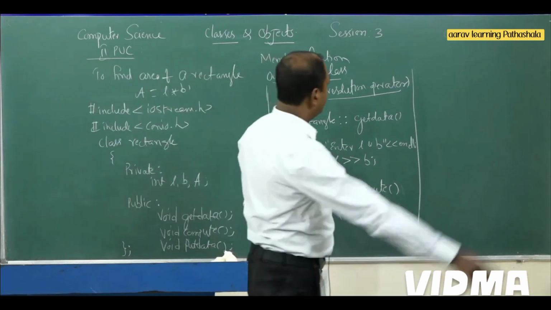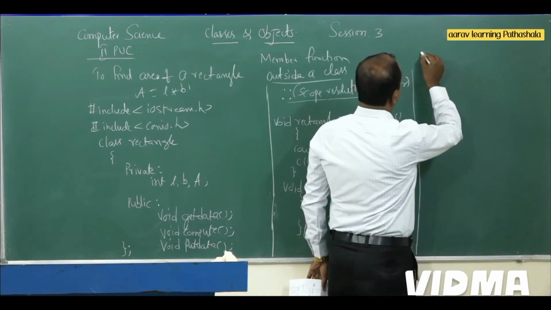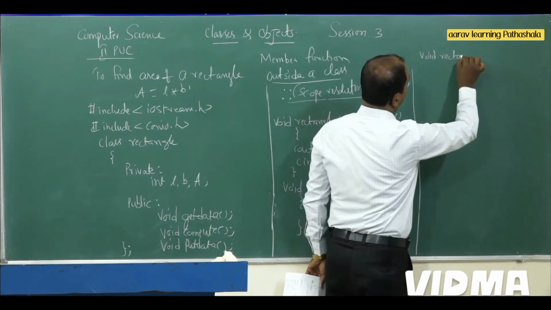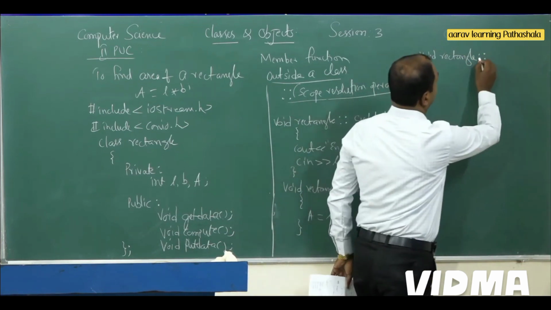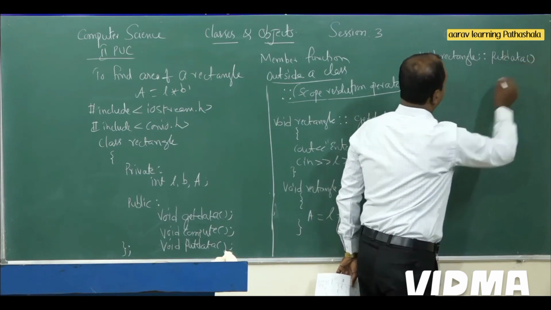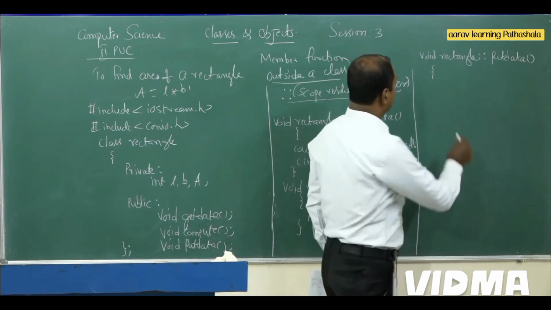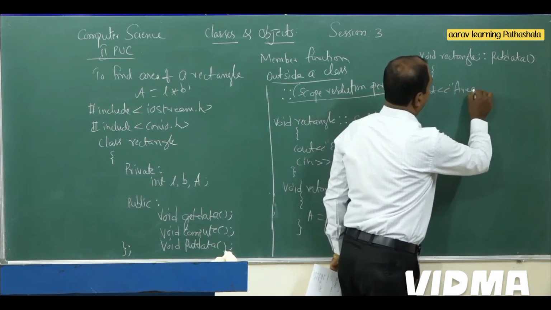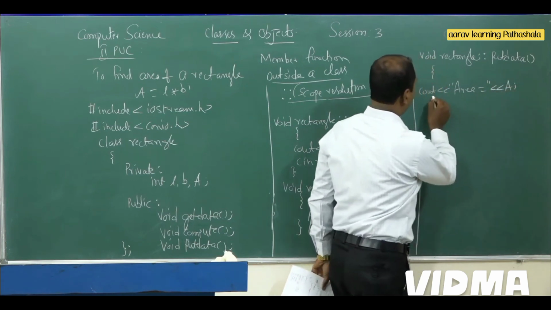Similarly, we are supposed to write one more function definition, that is to display. So how do we write? First we start with void rectangle, this operator, and here the function name is put data. This function we use to display the result. So I say here cout area equals, close the quote, with variable A, and I am closing this.